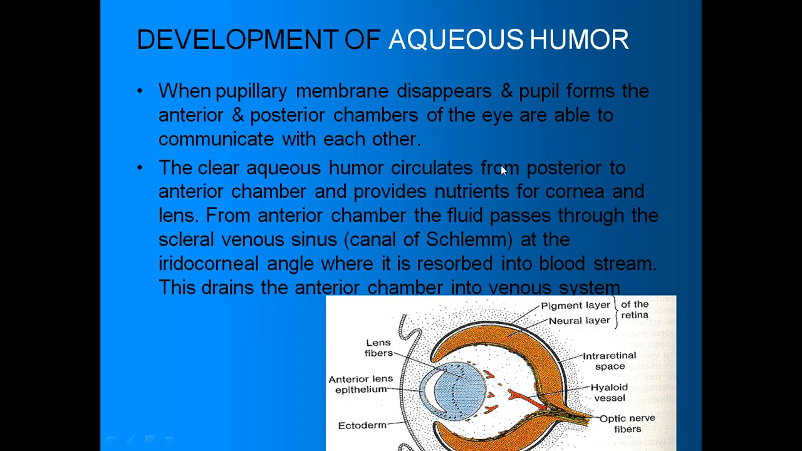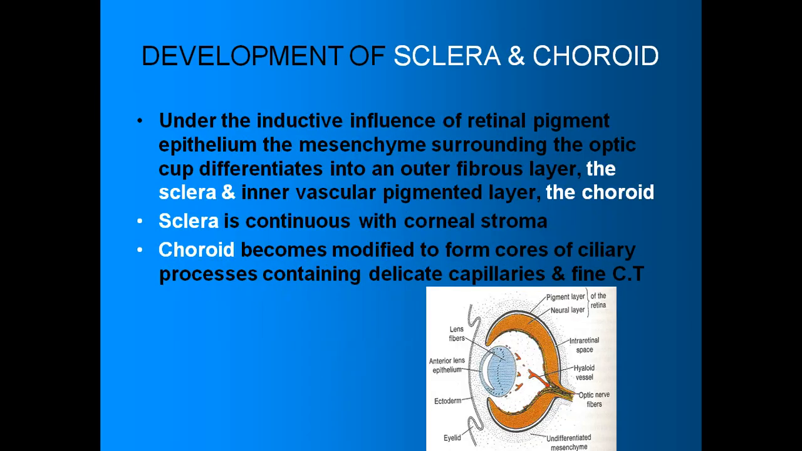So a clear aqueous humor circulates from the posterior chamber towards the anterior chamber and provides nutrition for the lens, the cornea and the iris. This clear fluid initially is formed by the ciliary body, subsequently it drains from the posterior chamber through the pupil into the anterior chamber, and then through the canal of Schlemm, through the scleral and episcleral veins it will drain. You can see one of my videos on aqueous humor production, circulation and drainage.